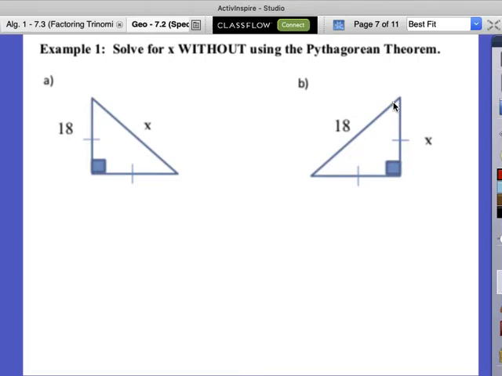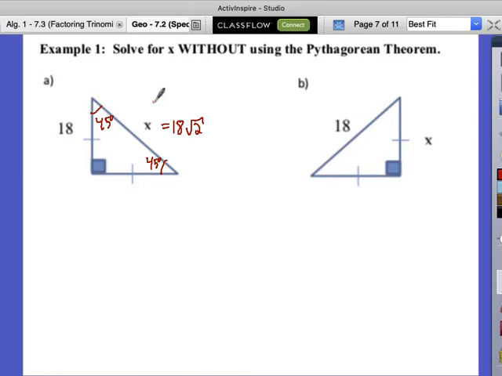Okay. Can everybody tell me what they got? 18 square root of 2, 18 times square root of 2, 18 root 2. Because in a 45, 45, 90 triangle, we know it's 45, 45, 90 because it's an isosceles right triangle. So these had to be 45 degrees each. Leg times square root of 2.